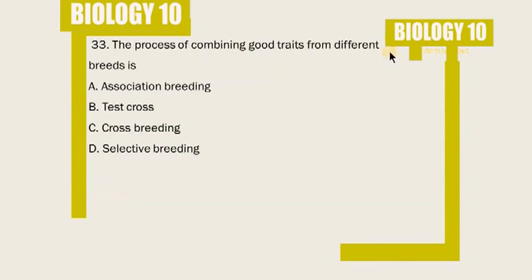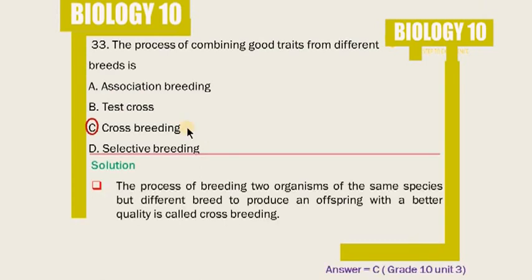Question 33. The process of combining good traits from different breeds is called what? A. Associated breeding. B. Test cross. C. Crossbreeding. Or D. Selective breeding. The answer is C. Crossbreeding. The process of breeding two organisms of the same species but a different breed together to produce offspring is what is known as crossbreeding.